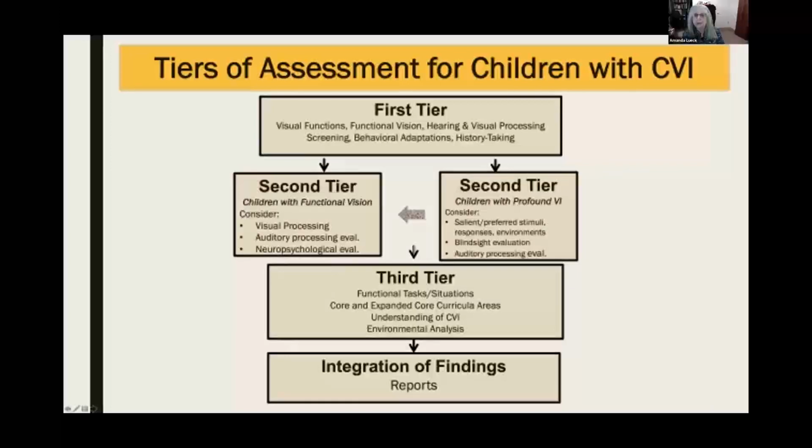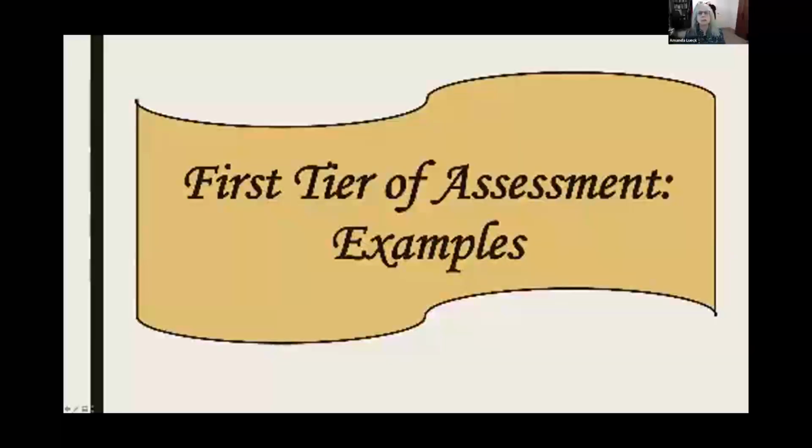And everybody needs to go into a third tier of assessment in functional tasks and situations, core and expanded core curriculum areas, also in daily living skills for early intervention children, understanding of CVI, environmental analysis, and all this gets integrated into reports. So let's move on into the first tier of assessment and some examples.